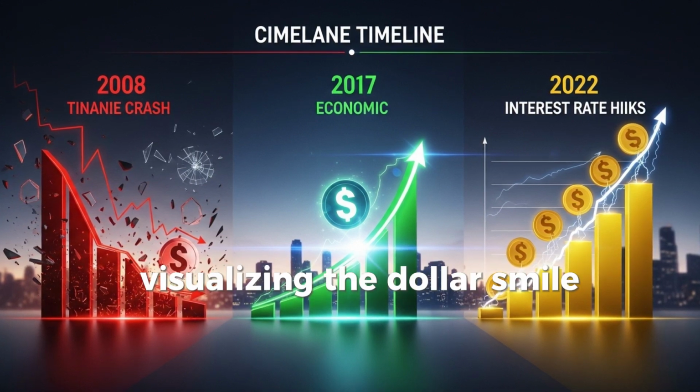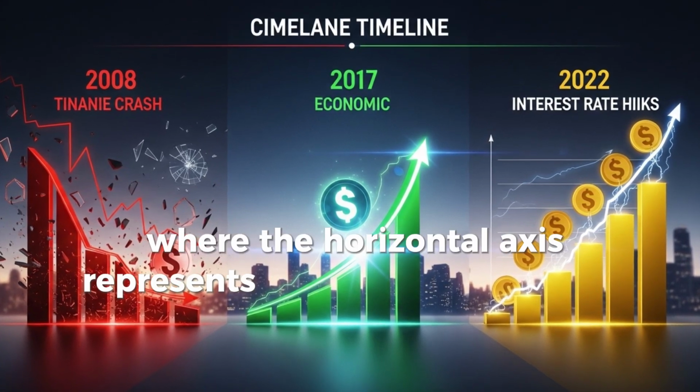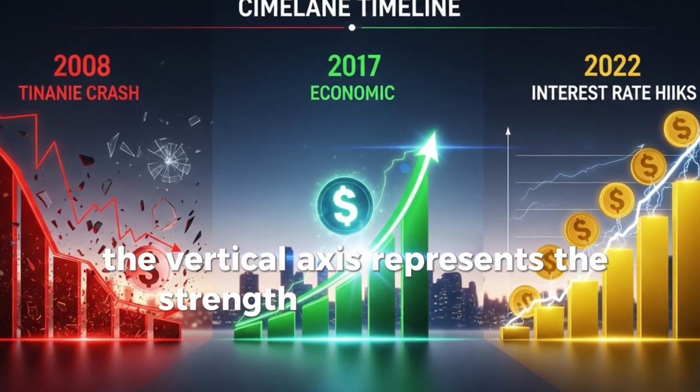Visualizing the dollar smile. Imagine a graph where the horizontal axis represents the state of the global economy, from weak to strong. The vertical axis represents the strength of the U.S.